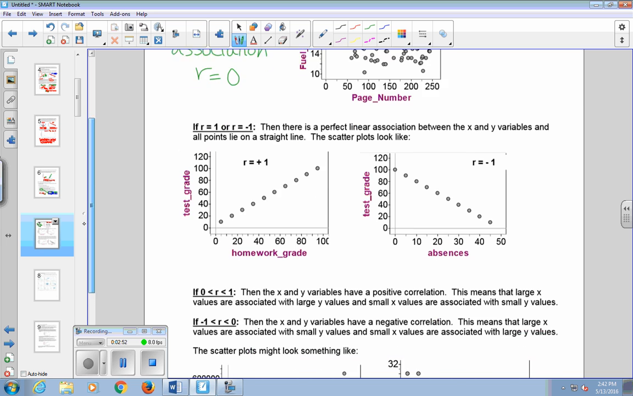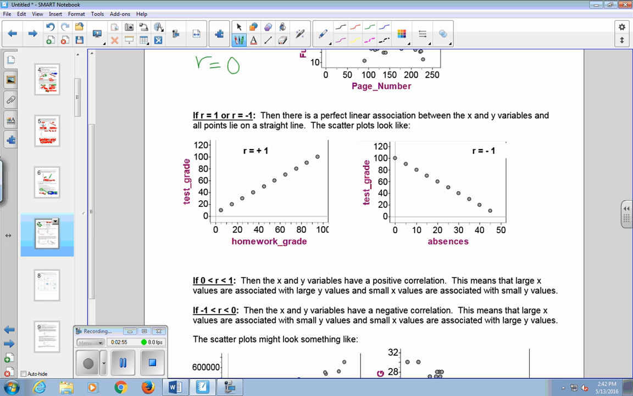Right. Moving on, next one. If you get a correlation of 1 or -1, so if R equals 1 or -1, that means there's a perfect linear association between the x and y variables, and all of your points lie on a straight line. So you might get a scatter plot that looks like this for a positive correlation. Notice that it's increasing as we go left to right, and all those points fit on a straight line.